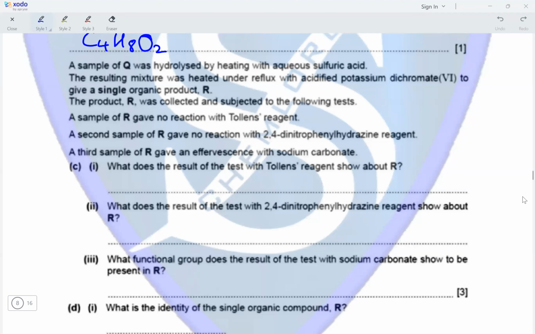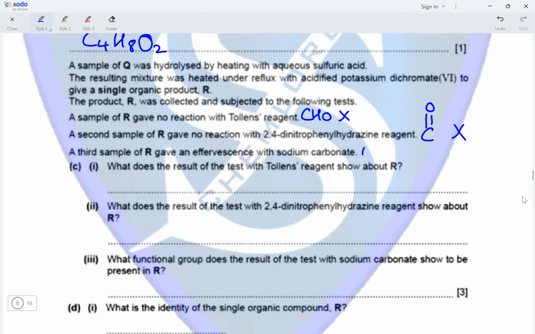A sample of Q was hydrolyzed by heating with aqueous sulfuric acid. The resulting mixture was heated under reflux with acidified potassium dichromate to give a single organic product R. The product R was collected and subjected to the following tests. A sample of R gave no reaction with Tollens reagent, so aldehyde is absent. A second sample of R gave no reaction with 2,4-dinitrophenylhydrazine, so a carbonyl group is absent. And a third sample of R gave an effervescence with sodium carbonate.